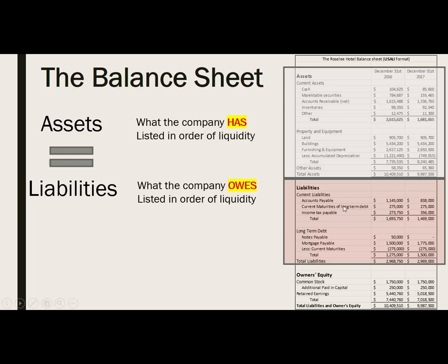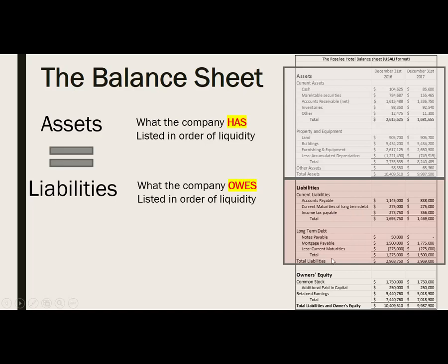For liabilities, you would have your current liabilities listed first. So current, due within a year. So this would be money that you owe within the next year. So accounts payable, that would be money to creditors, any company that you purchased from that you just owe money to. Current maturities of long-term debt. So how much of your long-term debt is owed in the next year, and then income tax payable, just taxes that you have to pay.